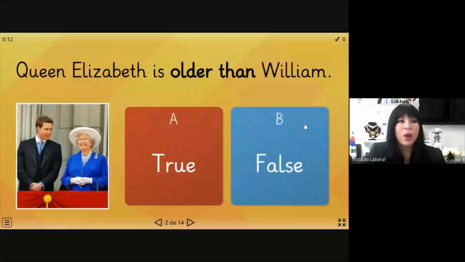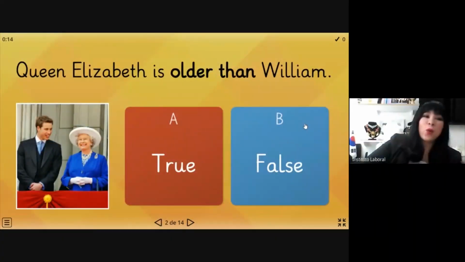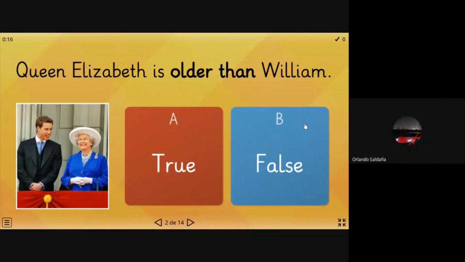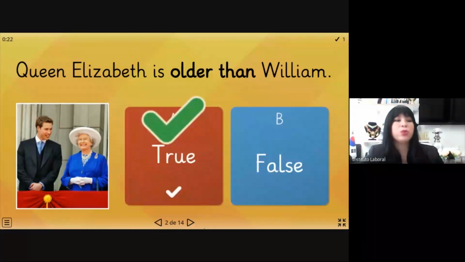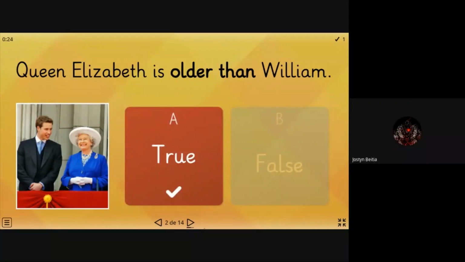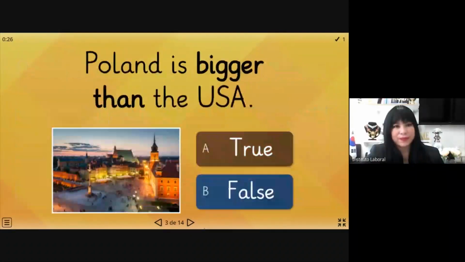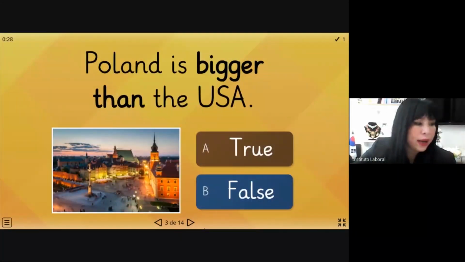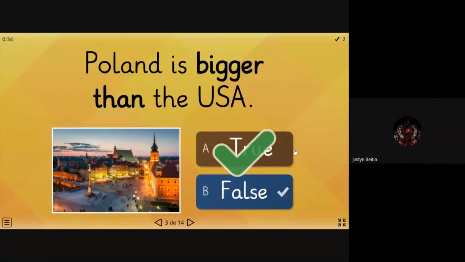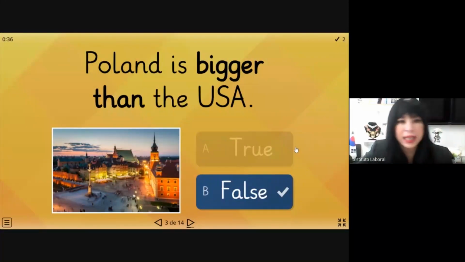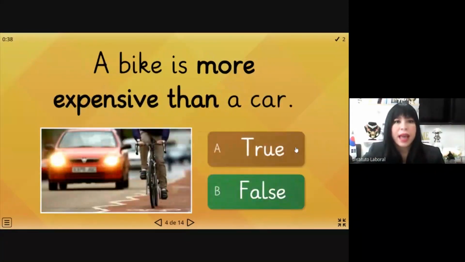Don't worry. Queen Elizabeth is older than William. True. You say true. Very good. Okay, Juan Carlos, Poland is bigger than the USA. False. Okay, Jocelyn. A bike is more expensive than a car.